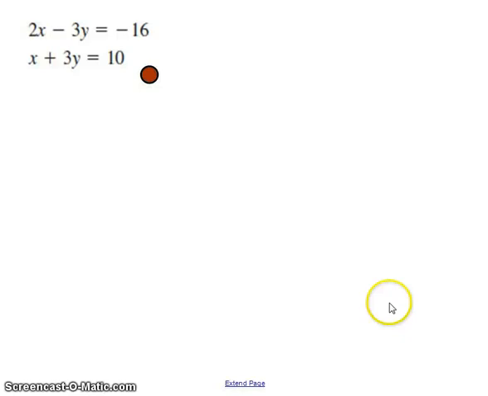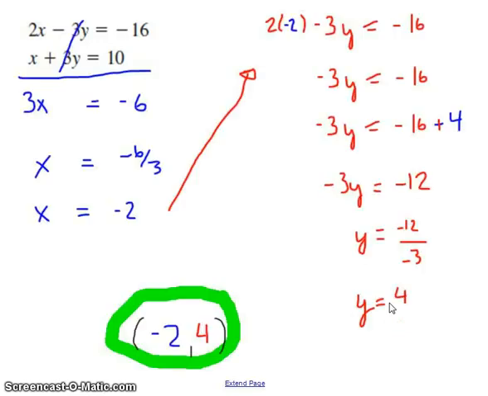Okay, I'm going to assume that you've paused and tried it and are ready to see the answer. The answer is negative 2, 4. Let me quickly walk you through this. Notice that the 3y's canceled. 2x and x added to make 3x. Negative 16 and 10 added to make negative 6. If 3x is negative 6, then x is negative 2.